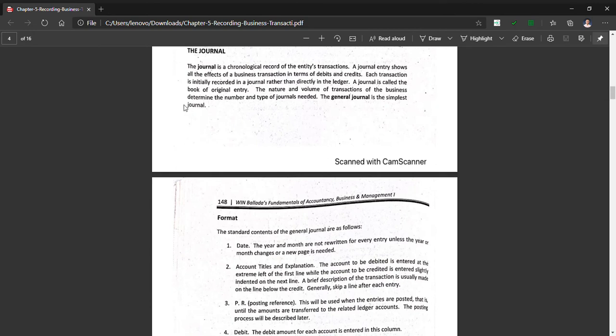Okay, so yung journal kasi merong tayong iba't ibang types of journal. There are journals that specialize in specific transactions. For example, a purchase journal is specialized in purchases, while disbursement journals are specialized in payments. Pero ang general journal, pwede any type of transaction can be recorded under the general journal.